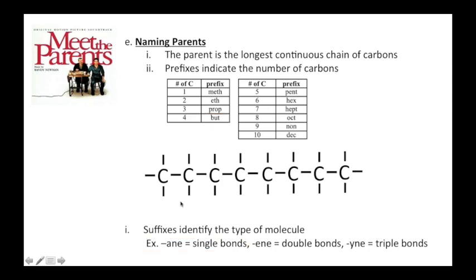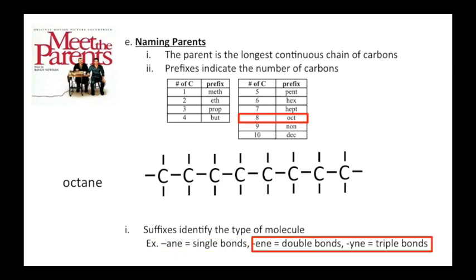What would that one be? Well, we count it 1, 2, 3, 4, 5, 6, 7, 8. 8 carbons. That's oct. Single bonds. That's octane. This is the basic molecule in gasoline. Octane. Alright, now we're not dealing with double bonds or triple bonds today. If we were, it would be octene or octine. But we'll get to that in another lesson.